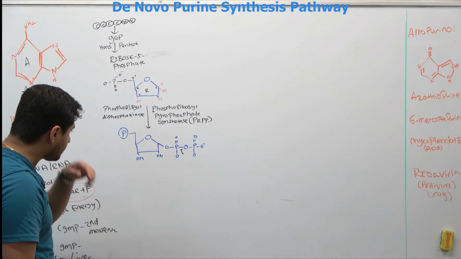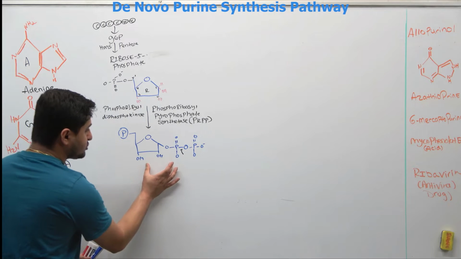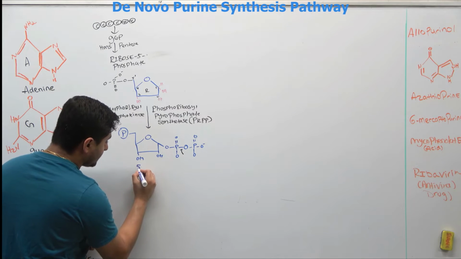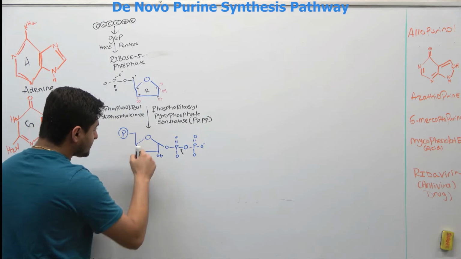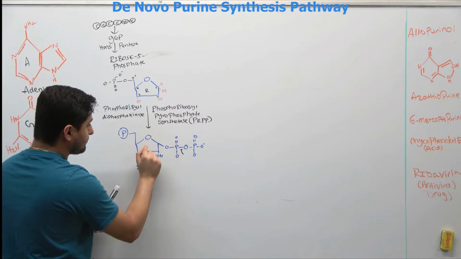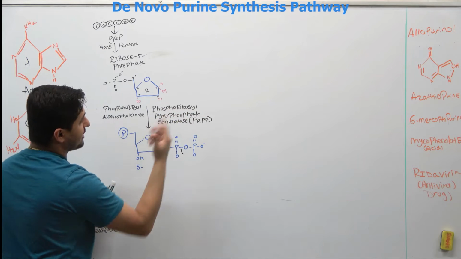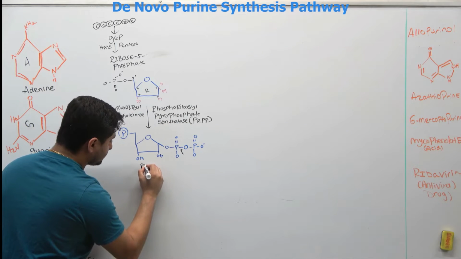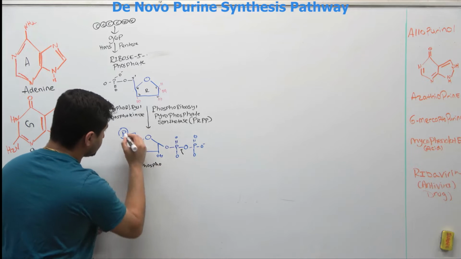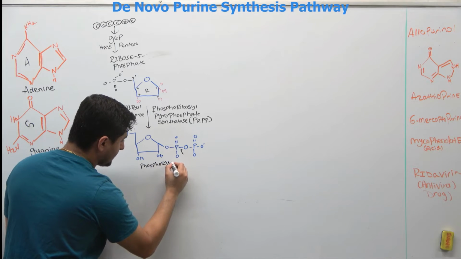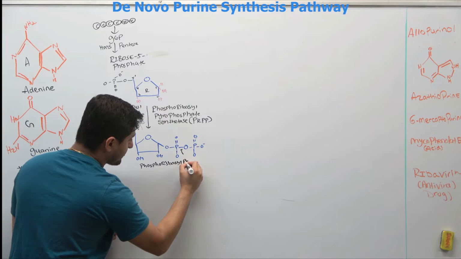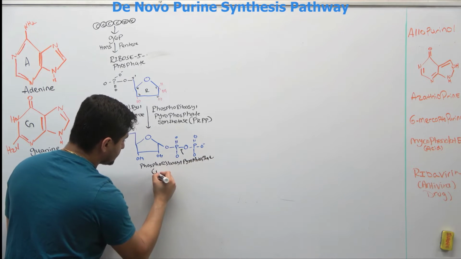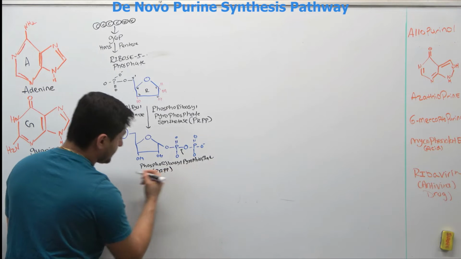Now this is what happens. When you do this, in carbon number 5 you have a phosphate group there. And this compound is basically phosphoribosylate pyrophosphate. I'll write it down here: phosphoribosylate pyrophosphate. Or simply you can write this as PRPP. This is what you're making.